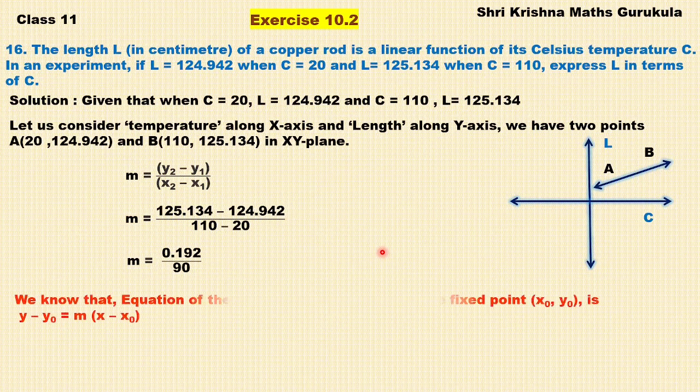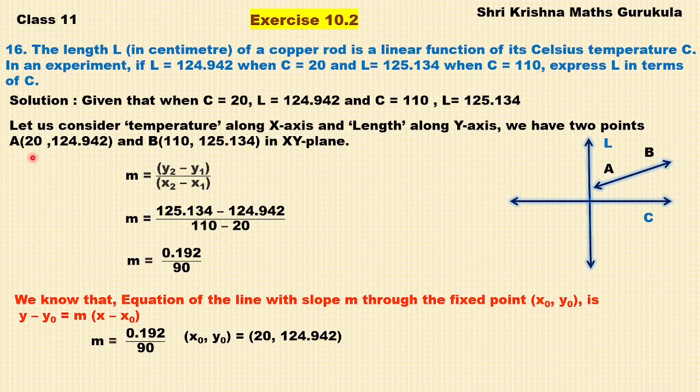We already know a standard form. When we know the slope of a line and a particular point on the line, we can use the point slope form of a line, which is y minus y naught is equal to m into x minus x naught. So here the slope we have just calculated. For x naught and y naught, we can consider any of these 2 points. So this is the slope, and in this case I will be considering 20, 124.942. You can also consider the other point for x naught, y naught.